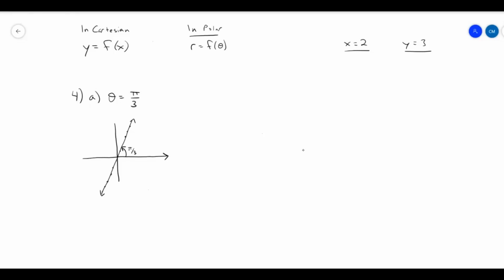And so when you see a constant theta in polar form, what is it? It's a line through the origin. It's a line through the origin. That's what a constant theta means.